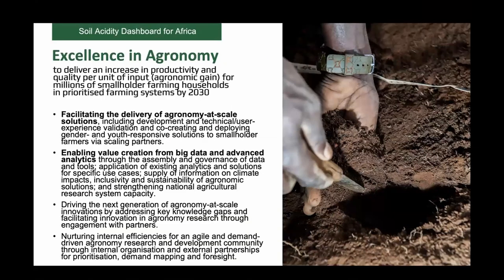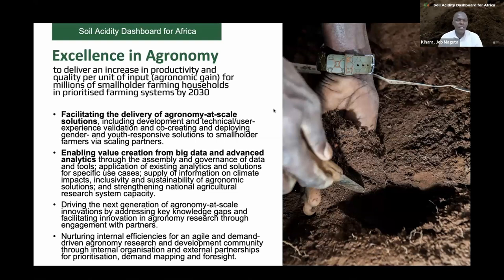Excellent. We have heard the excellent work that the Gaia project has been doing, and Jordan mentioned that this work will be linked or connected to the Excellence in Agronomy as we move forward. And just for your information, the Excellence in Agronomy is an initiative of the CGIAR. It is a multi-center initiative with the aim of delivering an increase in productivity and quality per unit of input, what we have called agronomic gain, and some of the aspects that the colleagues were already mentioning in their talk.